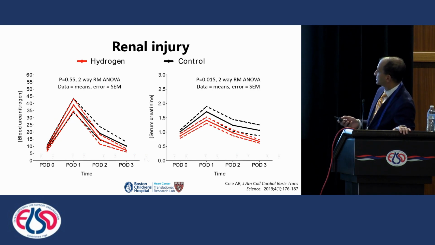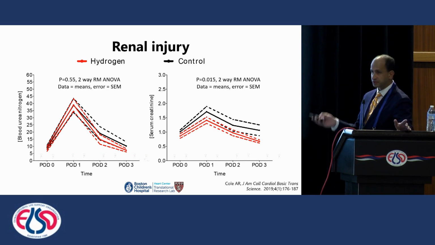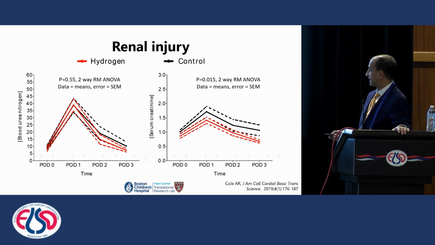So we were encouraged by this. We were surprised to also see an improvement in renal injury. The creatinine was significantly better in the hydrogen-treated arm. So we had a lot of positive endpoints with only 8 animals in each group. And of course, this is experimental, it's well-controlled, etc. But we were encouraged nonetheless.